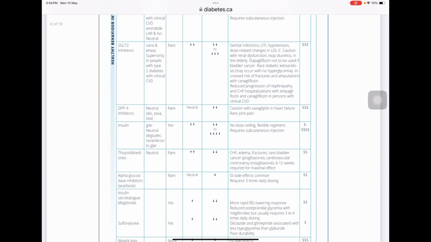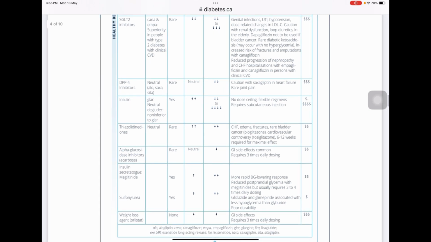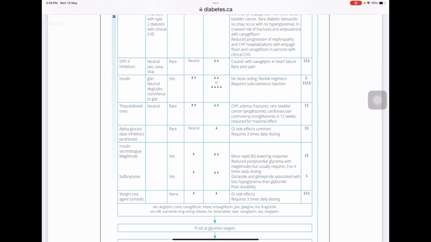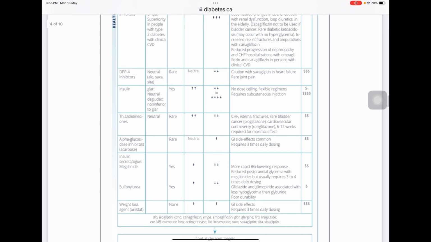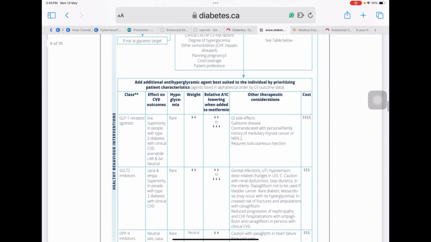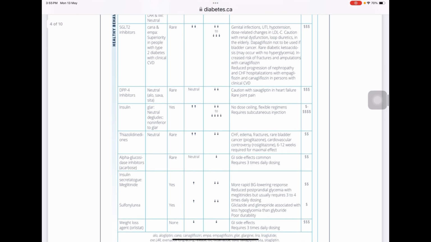Now, alpha glucosidase inhibitors, acarbose, it lowers HbA1c. GI side effects are common, requires 3 times daily dosing, so it's not the best one, I would say. Secretagogues are meglitinides and sulfonylureas. They may cause hypoglycemia. You see, hypoglycemia, yes, with meglitinides and sulfonylureas, and they increase weight and lower HbA1c. With meglitinide, more rapid blood glucose lowering response, reduced postprandial glycemia, but usually requires 3 to 4 times daily dosing.